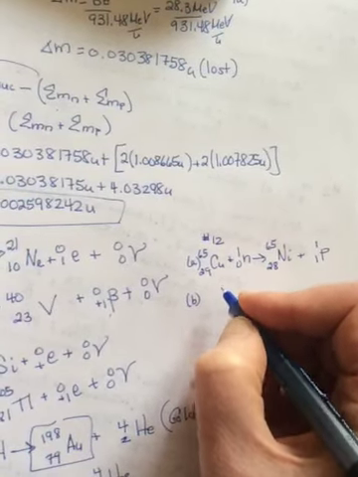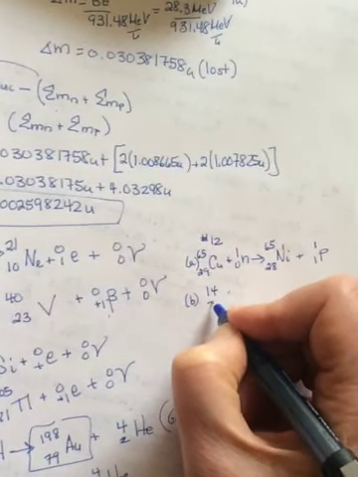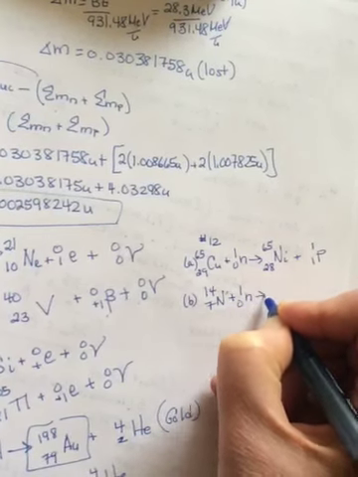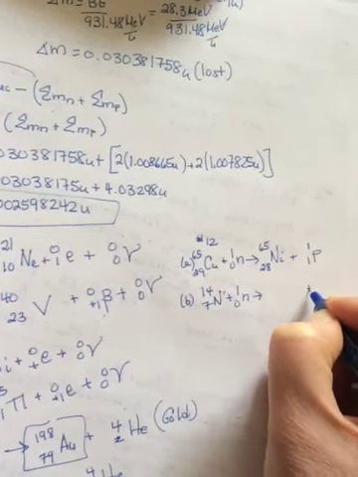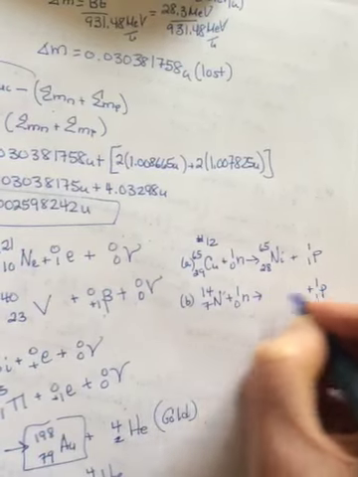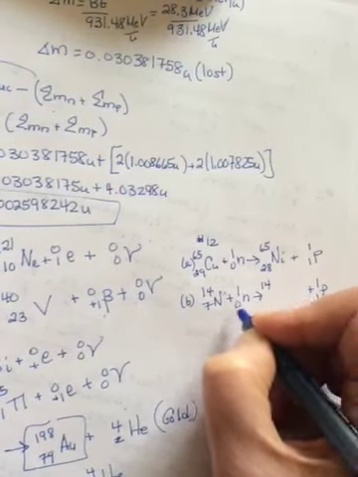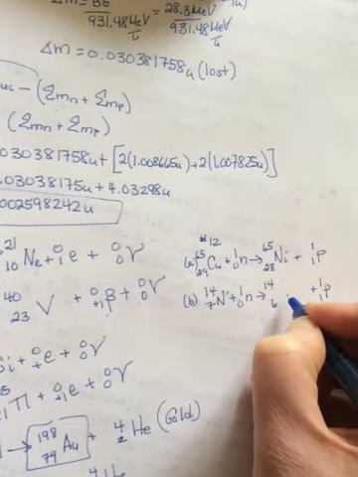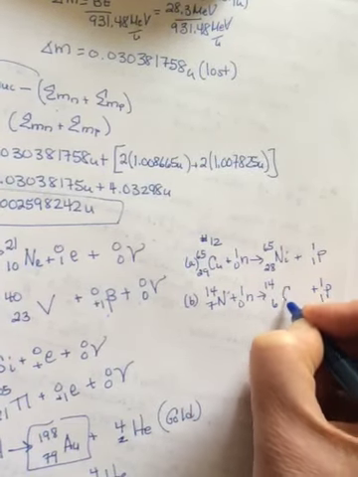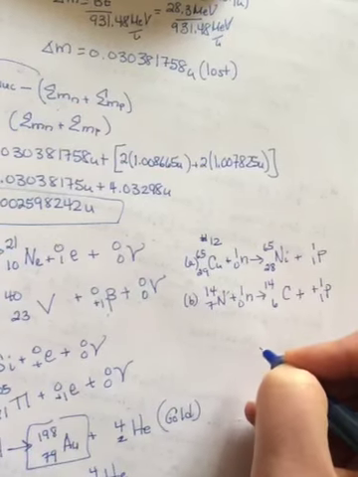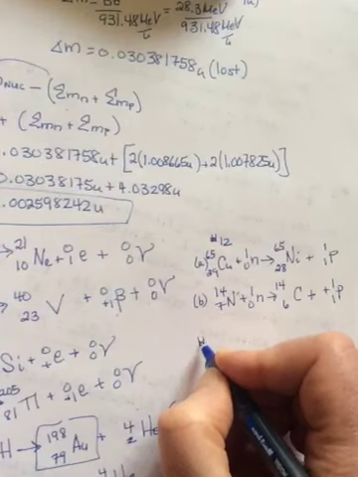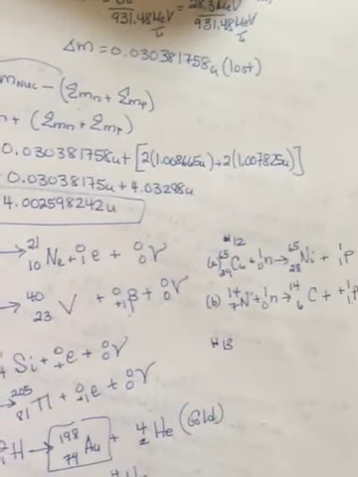B is nitrogen 14 again. So it absorbs a neutron and it gives out a proton. So top has to be 14, so that both sides are 15. Bottom has to be 6, so the total is 7. Look up 6, find out that it's carbon. Okay, carbon 14.